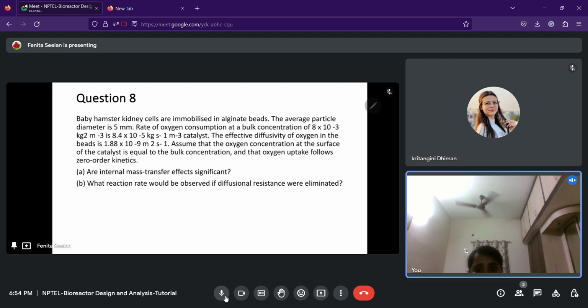We are asked to assume that the constant oxygen concentration at the surface of the catalyst is equal to the bulk concentration, and that oxygen uptake follows zero order kinetics. You are asked whether internal mass transfer effects are significant, and what reaction rate would be observed if the diffusional resistance were eliminated. So how do we start solving the problem? It's a very small problem, so take a few minutes to read the question, then we will start.